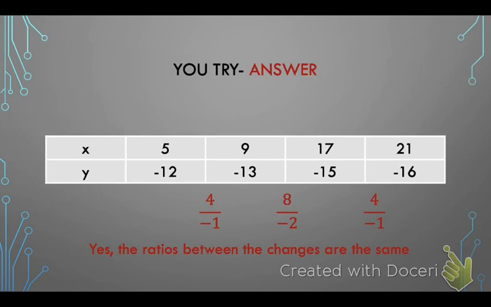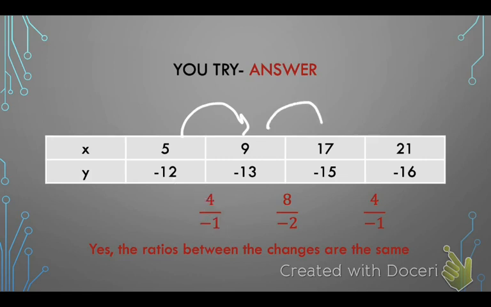Okay, so here's the answer. Yes, the ratios between the changes are the same. If we compare 5 to 9, we get 4. Negative 12 to negative 13, we get a negative 1. Oh, goodness gracious, that makes it hard to see. So let's not do that.